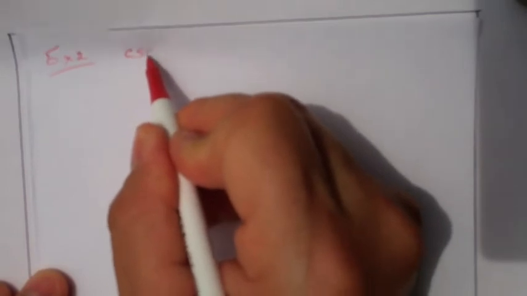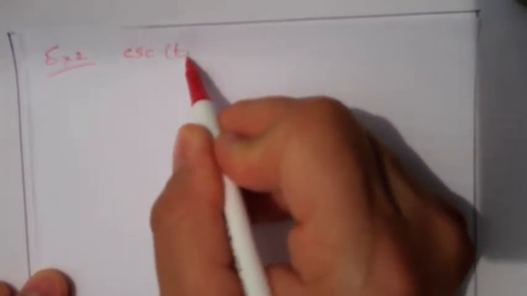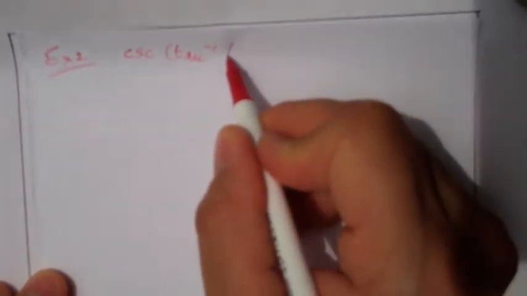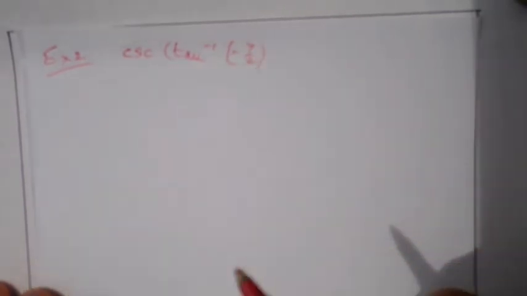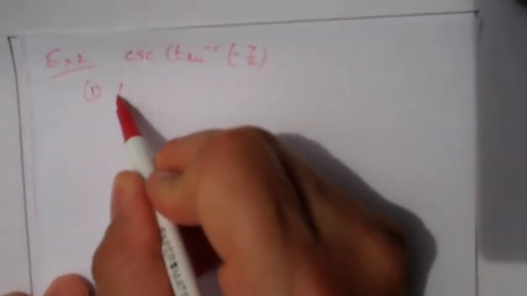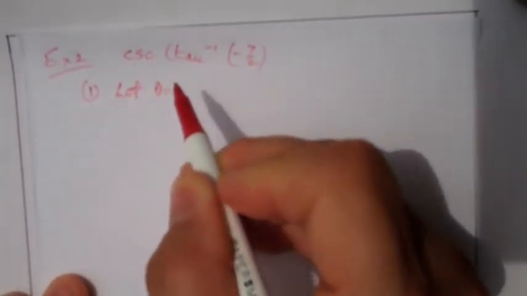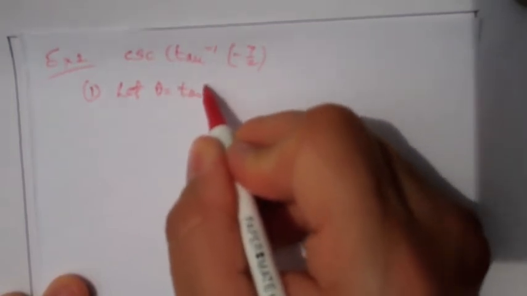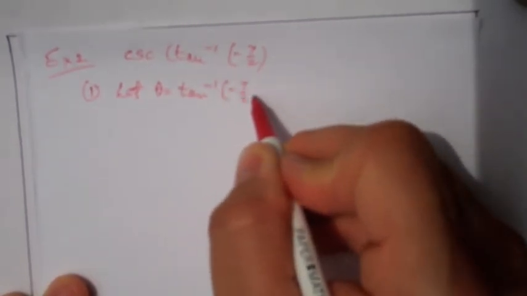Let's take a look at another example. Suppose we have cosecant of inverse tangent of -7/2. Now, again, first step is I go ahead and do a substitution. Let theta be the inverse tangent of -7/2.